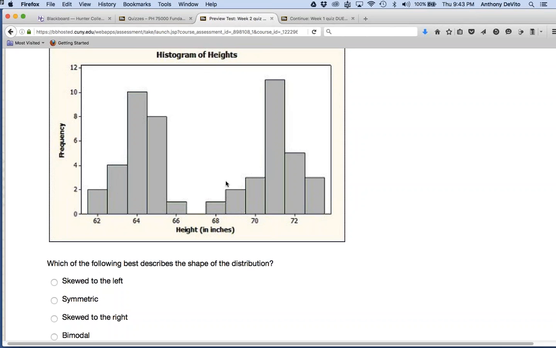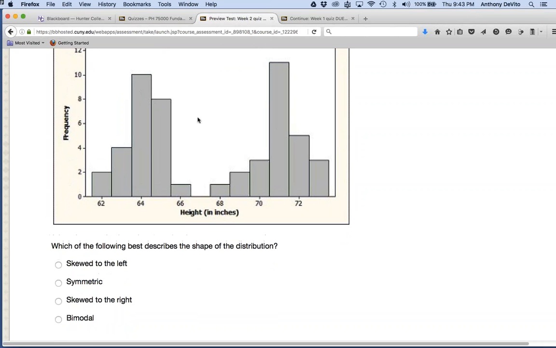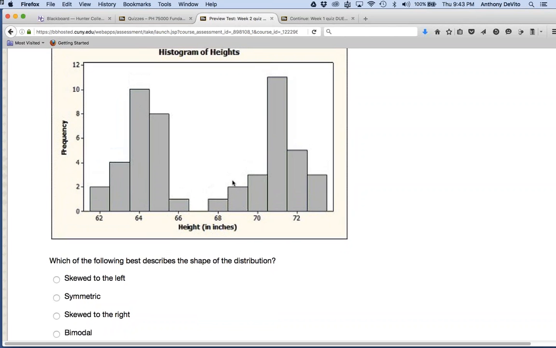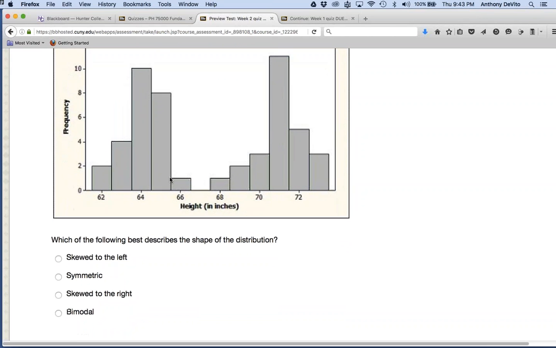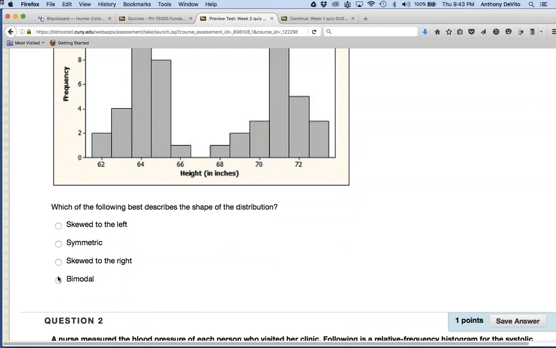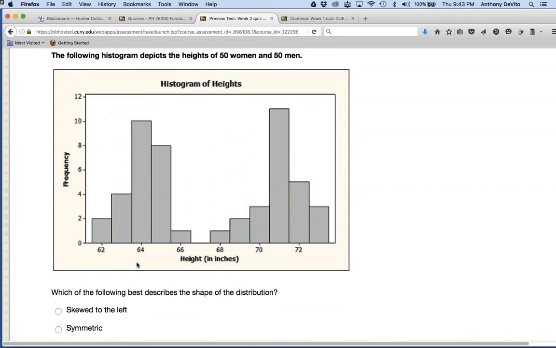The way this is distributed, well, actually, you don't know. They're not labeled males and females. Some of these could be males, some could be females. All we know is that we had 10 people that were 64 inches tall, 8 people that were 65 inches tall, nobody that was 67, and so on. We don't know which are males and which are females. Yeah, you guys got ahead of me, right? It's bimodal. And you would expect it to be bimodal, wouldn't you?